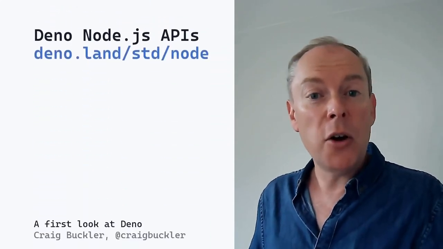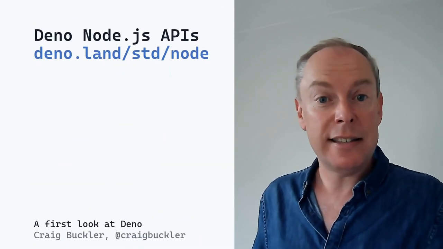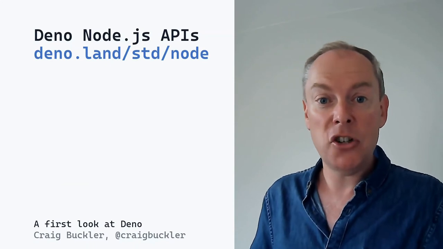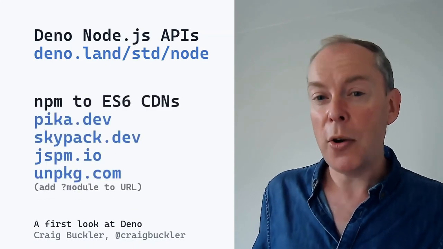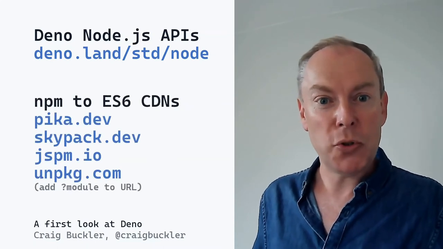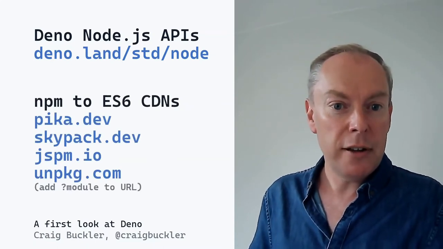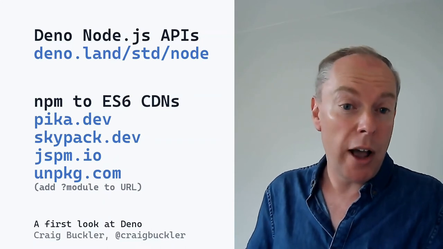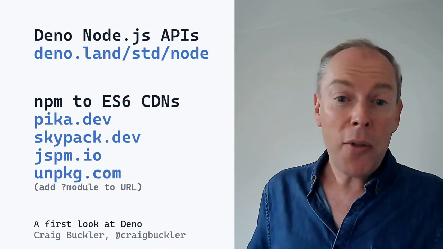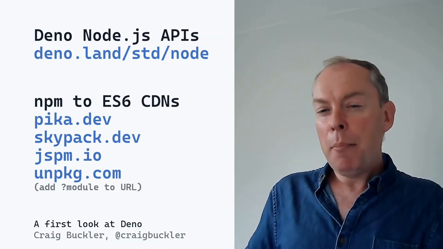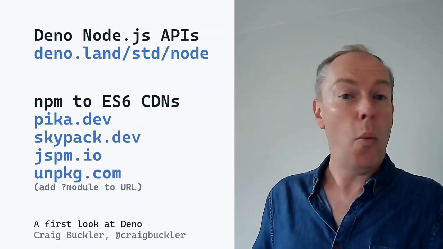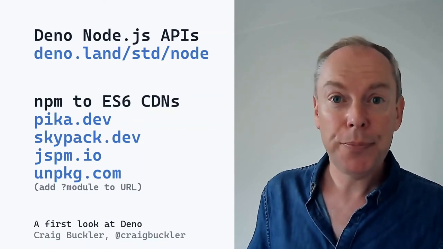So many of Node's APIs have been replicated into the standard Deno library at deno.land/std/node. And there are also some CDNs which can convert NPM packages to ES6 modules. These include pika.dev, skypack.dev, jspm.io, and unpkg.com. Whether they work without problems is another matter. But as things evolve, it's likely we'll see modules which work on both Node and Deno without any special treatment.